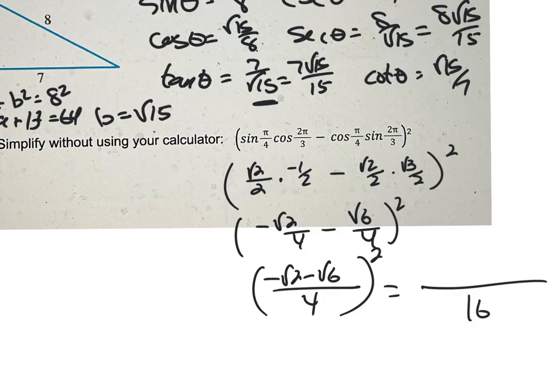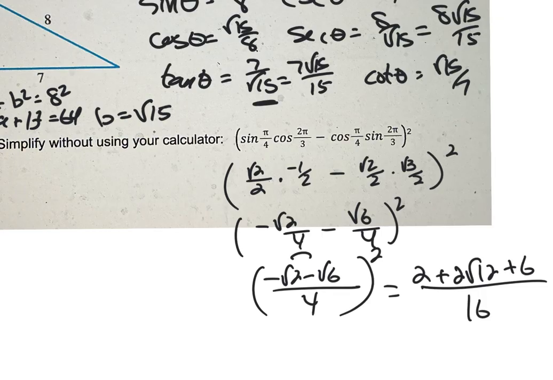On the top, that's going to be square, multiply, double square. So if I square negative square root of 2, I get 2. If I multiply these together, I get positive square root of 12. And if you double it, you get a 2 in the front. And it's positive because negative times negative. And then if I square the negative square root of 6, I get a plus 6.